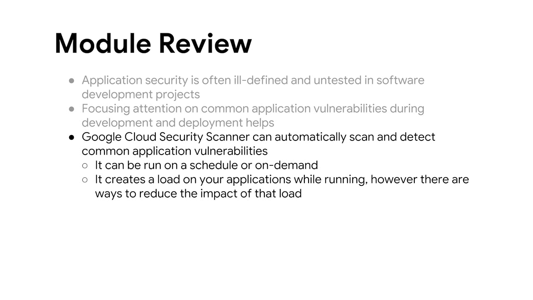The Google Cloud Security Scanner is a web security scanner which probes for common vulnerabilities in Google App Engine and Compute Engine applications. It can automatically scan and detect common vulnerabilities including cross-site scripting, flash injection, and mixed content such as HTTP in HTTPS, as well as outdated insecure libraries. Google Cloud Security Scanner can be run manually or on a schedule. Cloud Security Scanner can impact the performance of your applications while it is scanning, but there are steps you can take to minimize this impact.